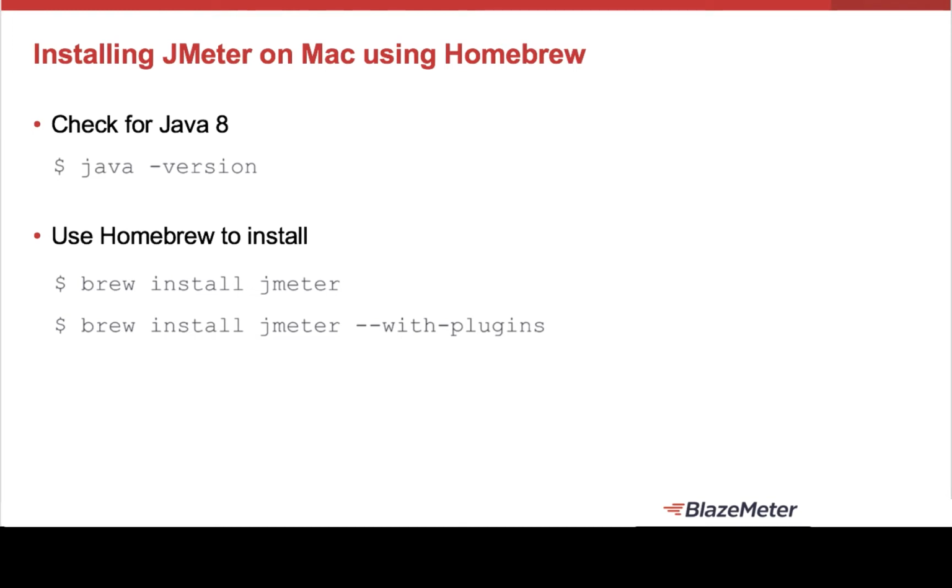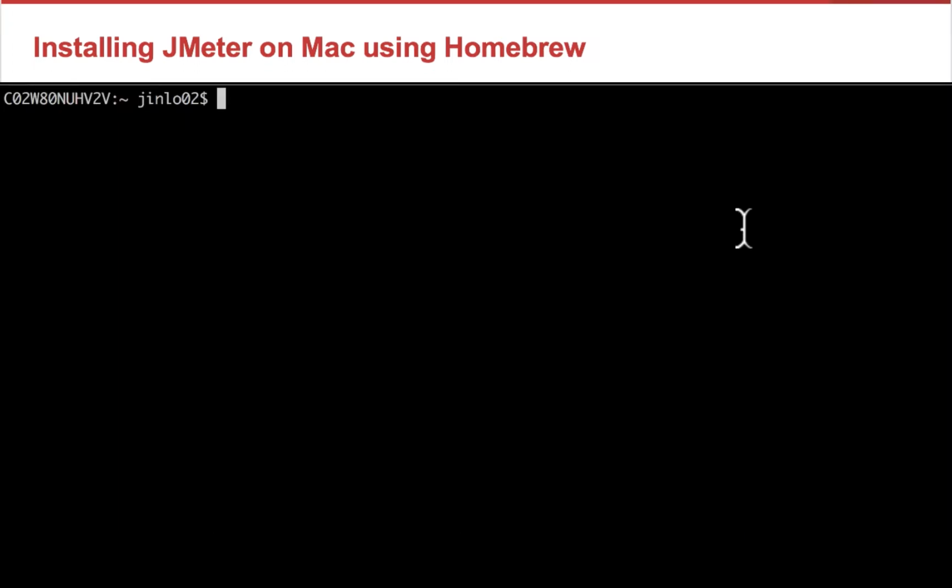For this, we are going to use Homebrew, which is a package manager that simplifies the installation of software on your Mac. The first thing you want to do is check the Java version on your Mac and make sure it is the correct version. If not, you will need to update or install the required version. Then we will use Homebrew with a very simple command, brew install jmeter, or with the option to install it directly with the plugins. Let's check our terminal and use those commands.